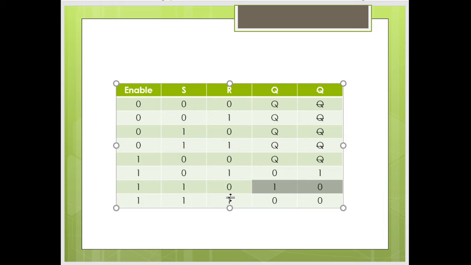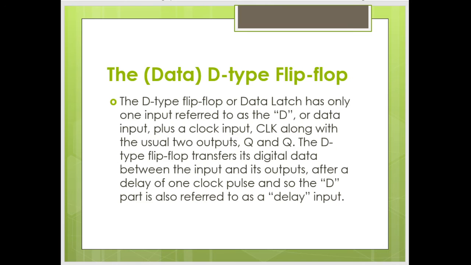When both are 1, this is not a defined condition. We should not put S equal to 1 and R equal to 1. That is the undesirable forbidden condition for the RS flip-flop. Now, with the help of RS flip-flop, we can design the D-type flip-flop.